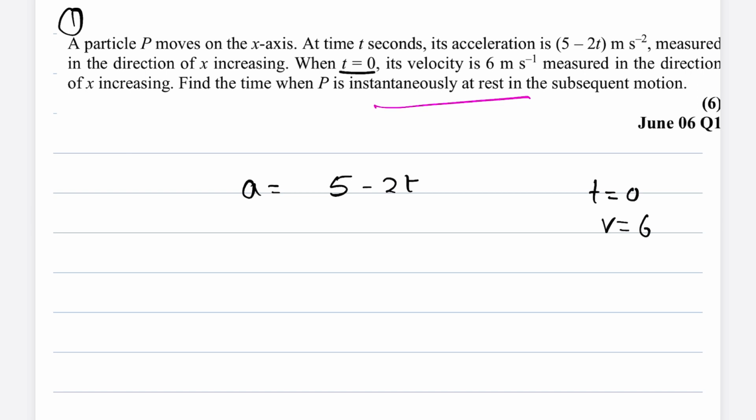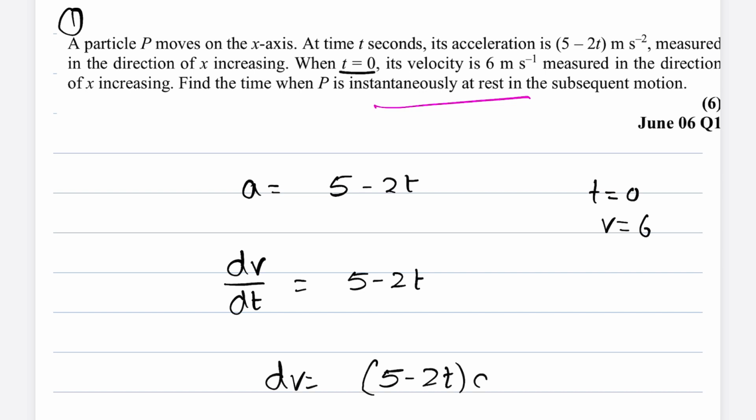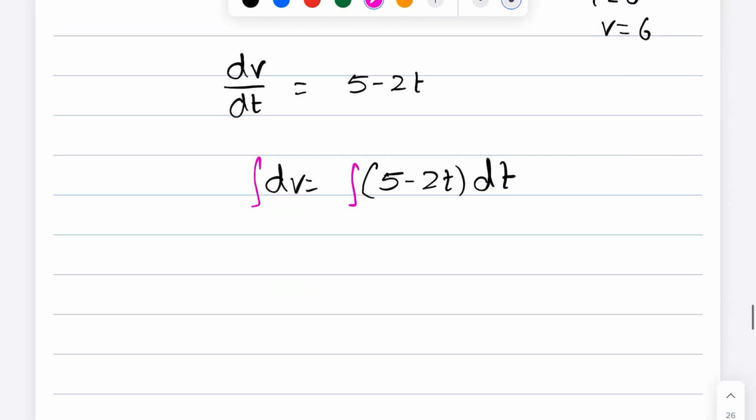What do I mean by instantaneously at rest? When the velocity is 0. So first of all, acceleration is given. Acceleration means dv upon dt, which is 5 minus 2t. So dv equals 5 minus 2t dt. Then I find the integral for that. Integral of dv becomes velocity equals 5t minus 2t square upon 2 plus c.